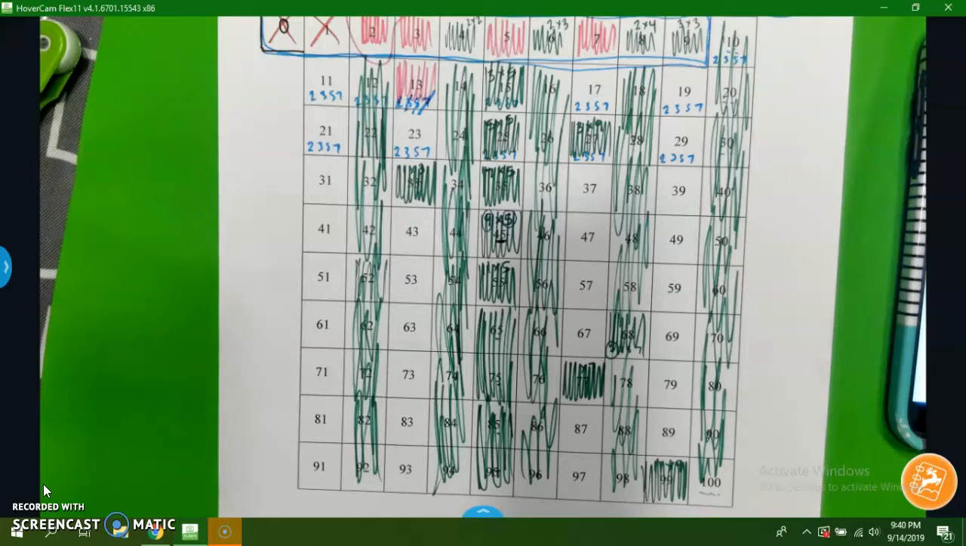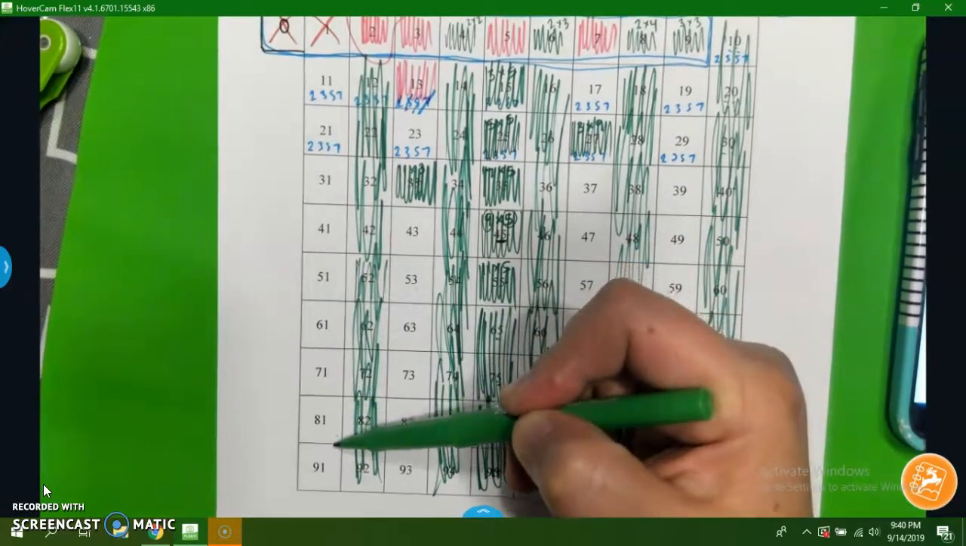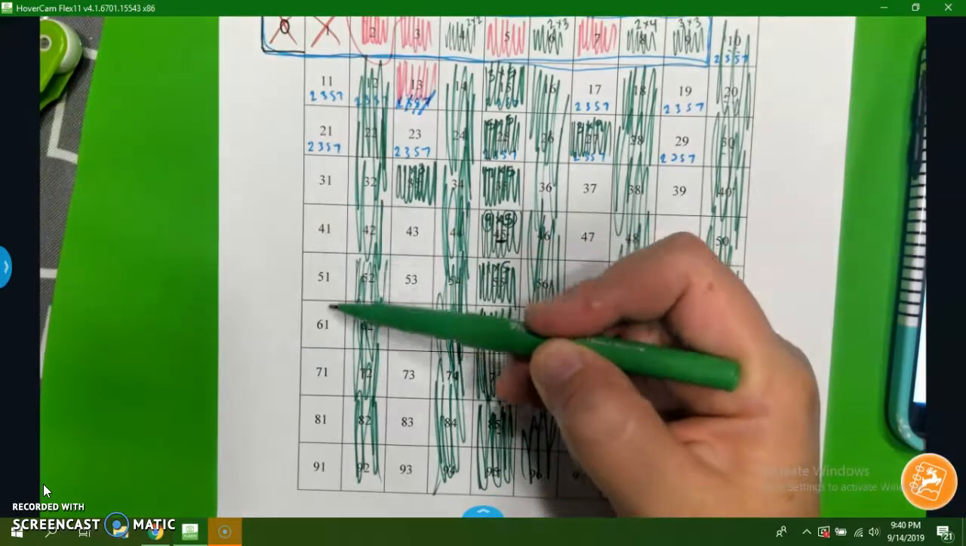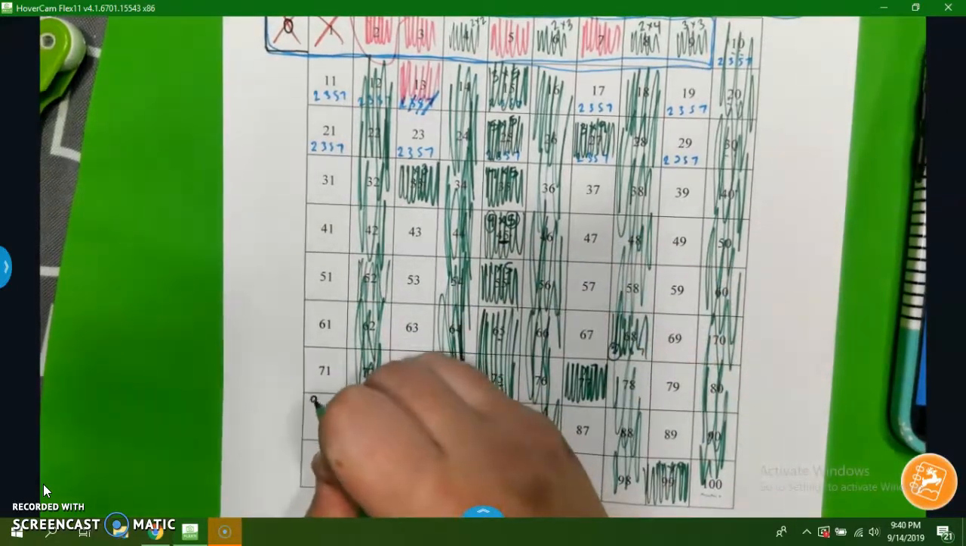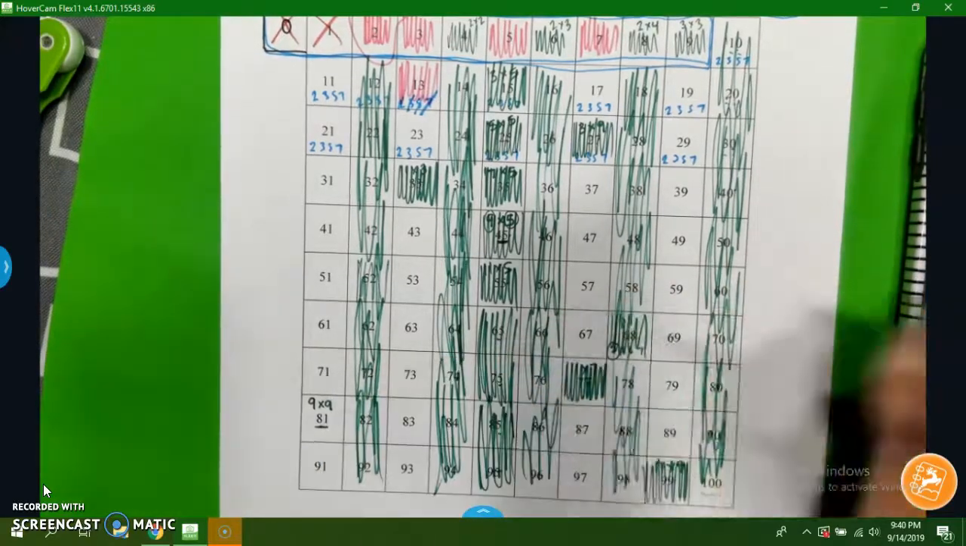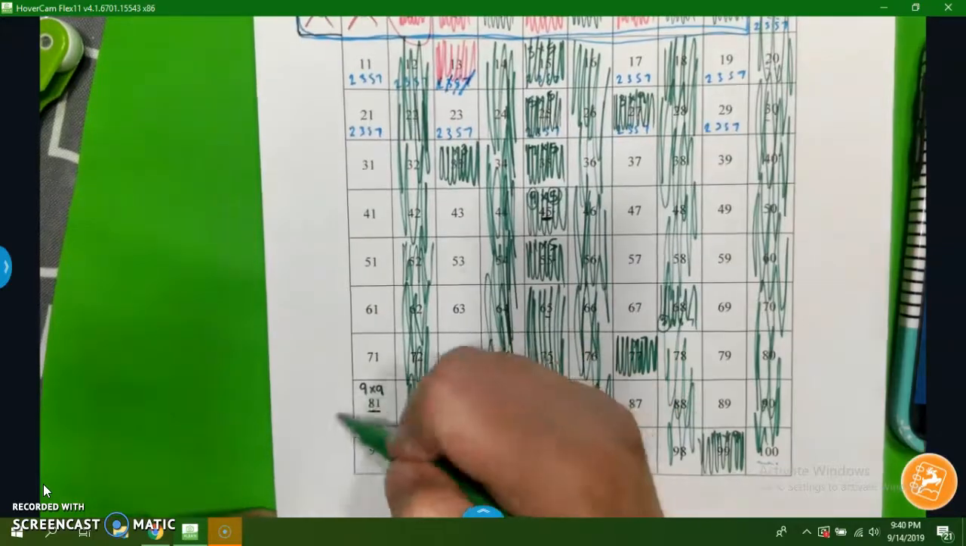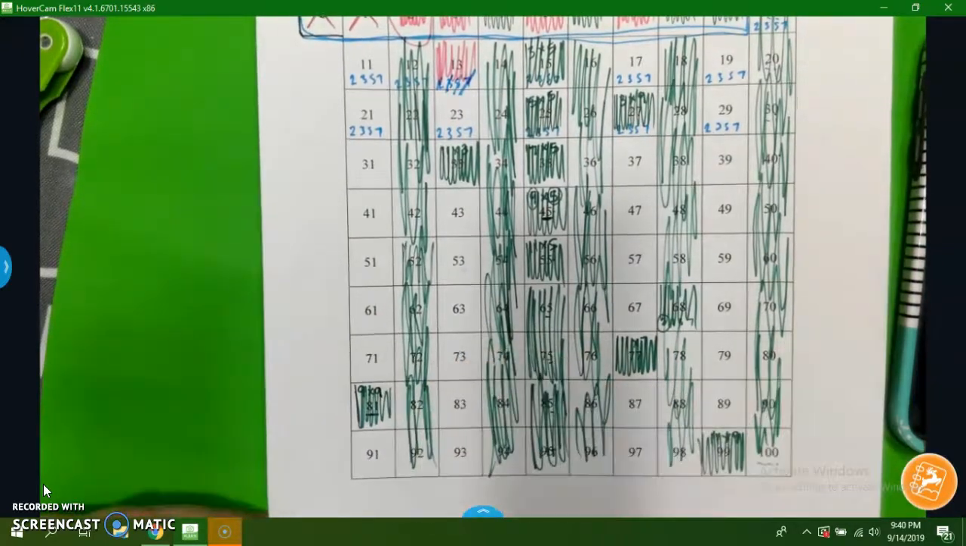Anybody else got a multiplication fact for any of these numbers? Let me look down this side. Looking for multiplication facts. Anybody got one for over here? Oh! I heard somebody say 9 times 9. Ding, ding, ding! 9 times 9 is 81, which means 81 has a fact other than 1 times itself. So 81 is composite. Okay?